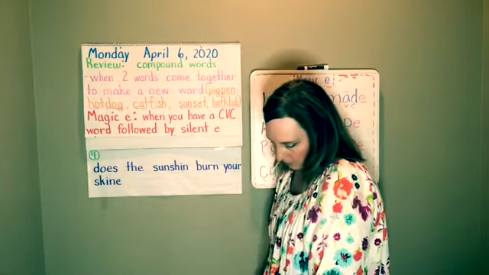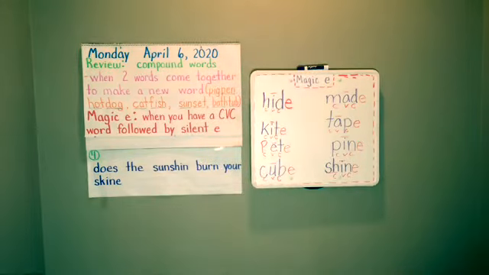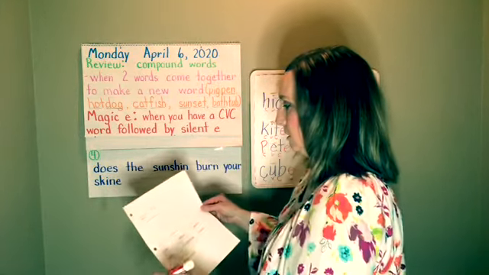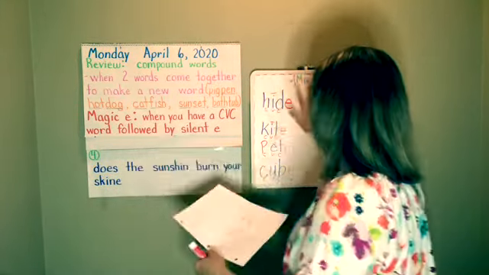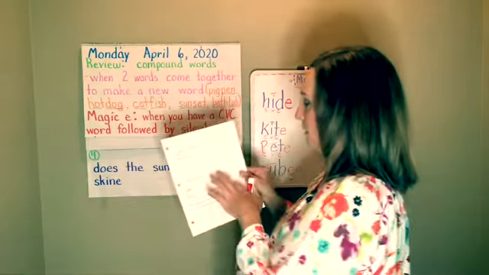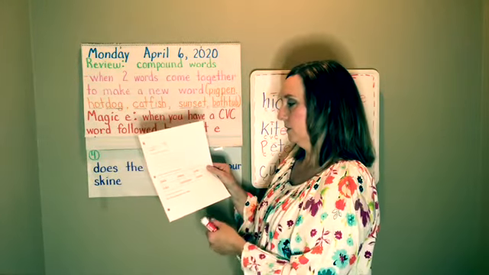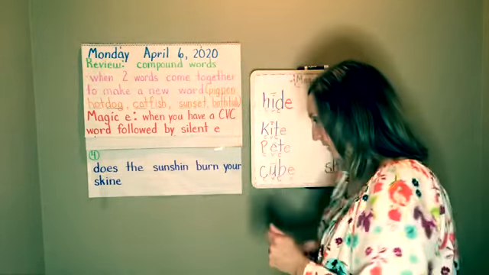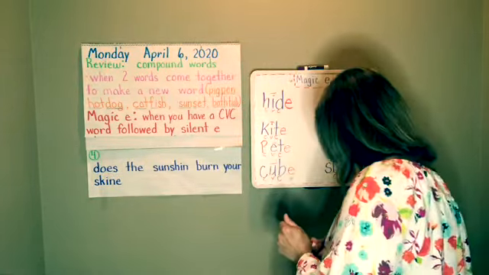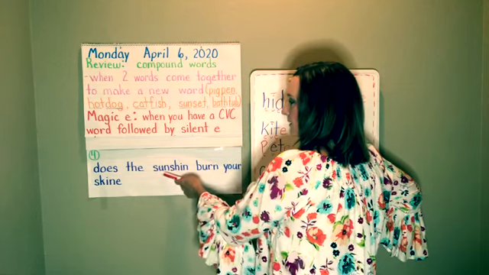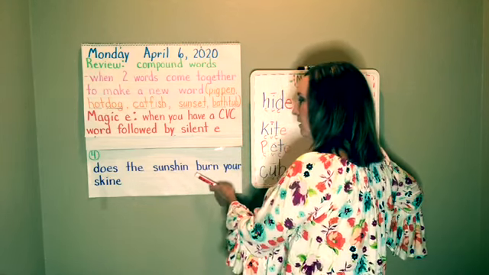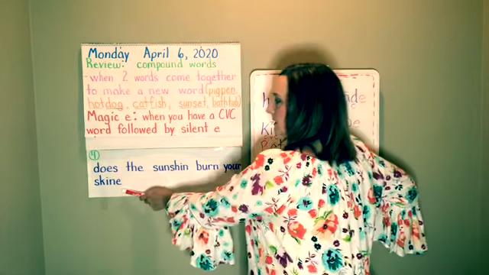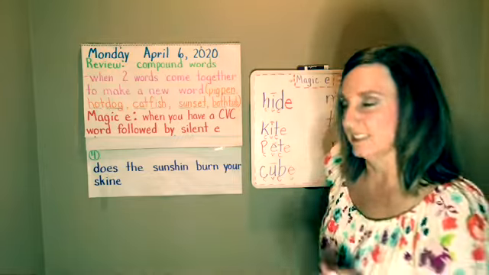Okay, on your paper today, you also have, you can write the 5 words from the video. You can pick any of these on here. I want you to read these words to an adult somewhere. There's 6 words on there that are magic E words. And at the very end, there's a sentence. Okay, so the sentence says, does the sunshine burn your skin?